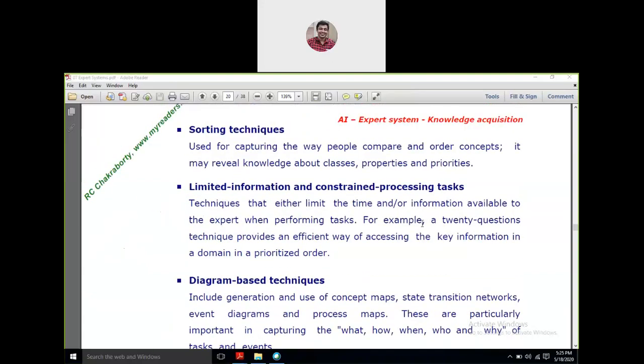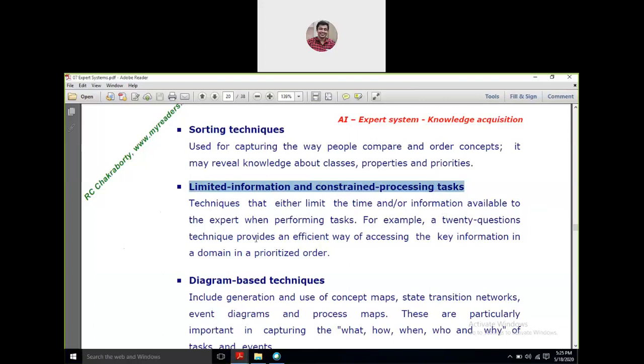Now come sorting techniques. What are these sorting techniques? They're used for capturing the way people compare and order concepts. It may reveal the knowledge about the classes, the properties and the priorities. So whatever knowledge I have gained, I need to have the sorting techniques that I'll adopt over them to segregate the information, right?